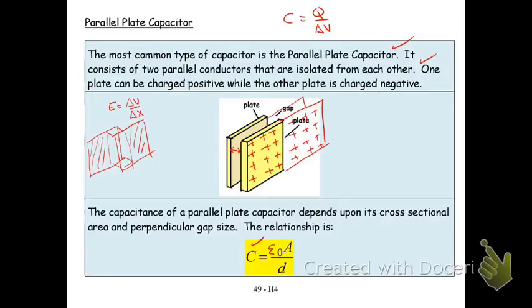Area is measured in square meters, D is measured in meters. If I'm working in inches, square inches and inches, it's different. If I'm working in centimeters and square centimeters, it's different. I need to have a constant of proportionality. And so I have this thing, and this is called epsilon naught. We saw it before in Gauss's law. It's basically the permittivity of free space. It's just a standard constant.